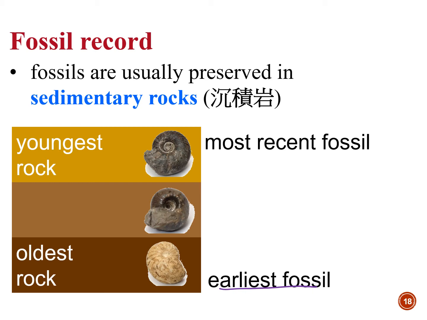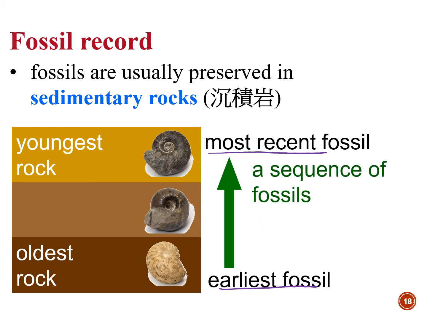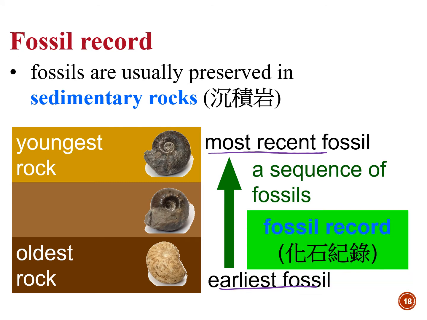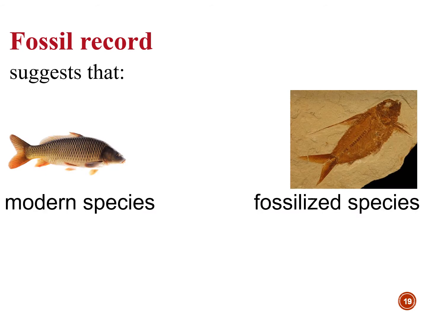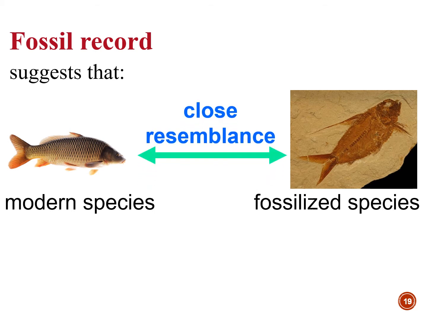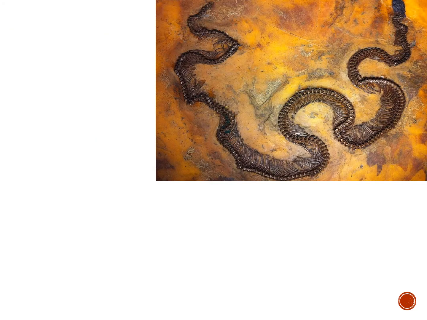While the rocks at the top of the sedimentary rocks are the youngest rock, and they contain the most recent fossils. And this shows a sequence of fossils, and we call this the fossil record. Fossil records suggest that the modern species look very similar to the fossilized species, and they have a very close resemblance.